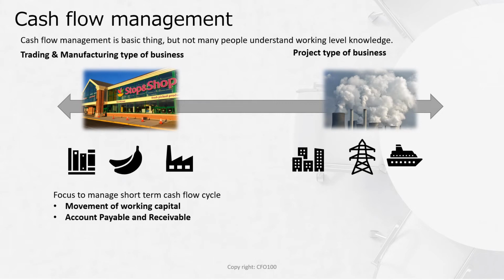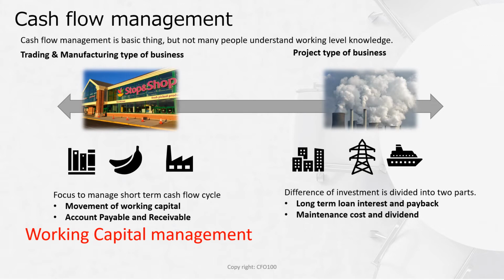On the other hand, if you are managing a project type of business, you need to focus much more on long-term interest and payback, and you need to take care of maintenance costs and dividends. This type of business usually has long-term debt or loans to cover fixed assets, and the maintenance cost is usually an important factor for the company. So, not only focusing on very basic short-term and medium-term basis cash flow management, you need to check the long-term cash flow as well.